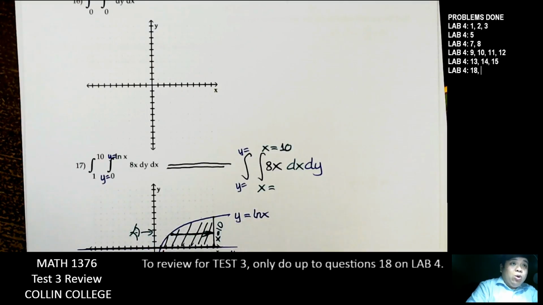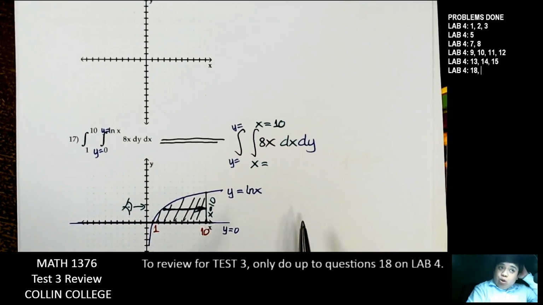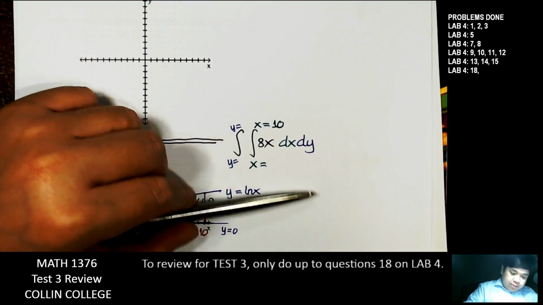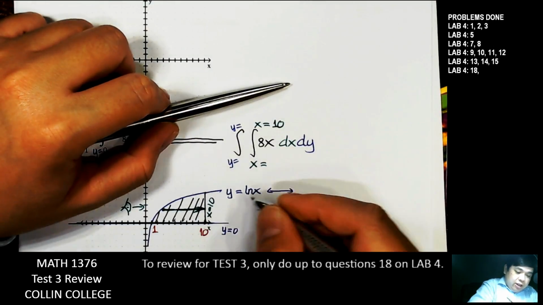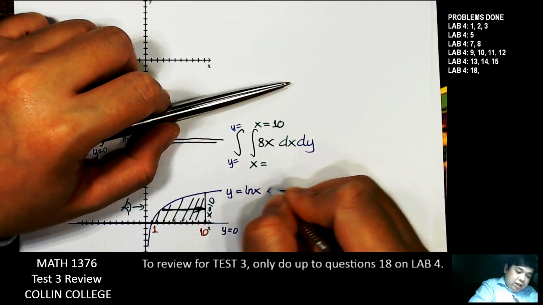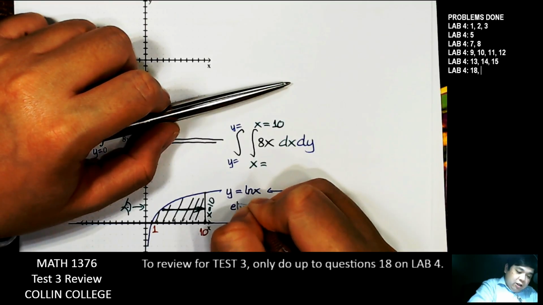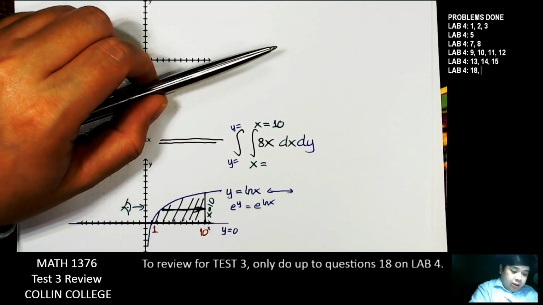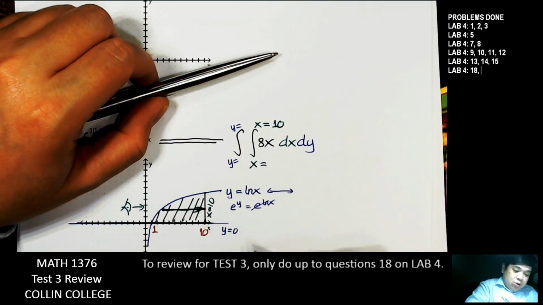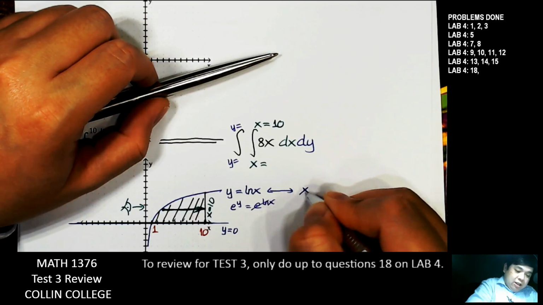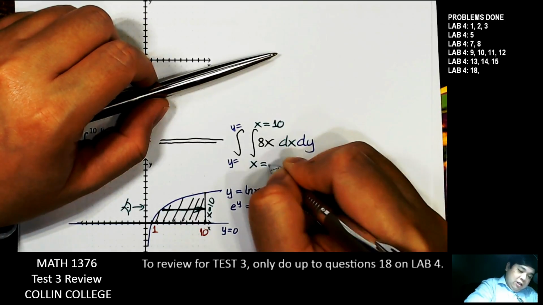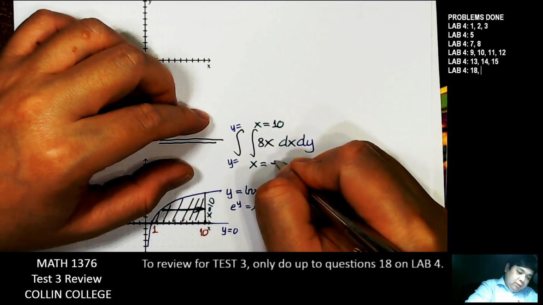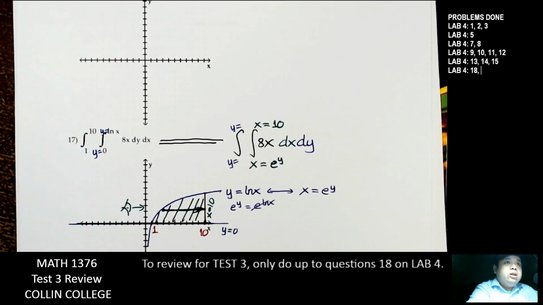Now this y equal to ln of x, we have to solve for x in terms of y. So what we do is we interchange. If we take power of e on both sides, ln and e cancel out, so we have x equal to e to the y. So that's what we're going to put.